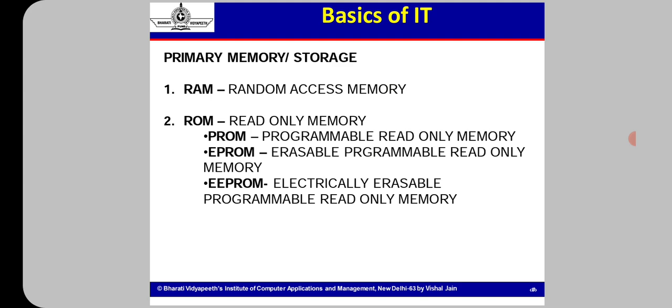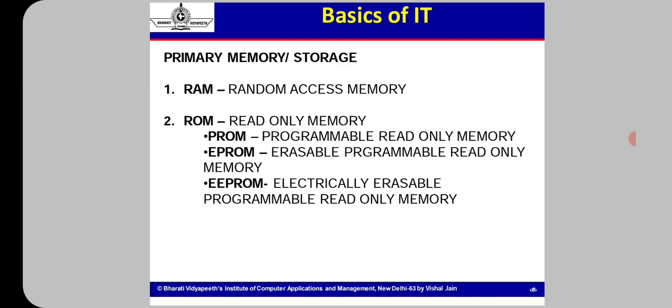Again, primary memories are of two types. The first one is RAM or random access memory. It is also called the main memory of a computer or the primary memory of a computer. The second one is ROM, read-only memory. Read-only memories again have different categories: PROM, EPROM, EEPROM, like that. So what is the difference between RAM and ROM?